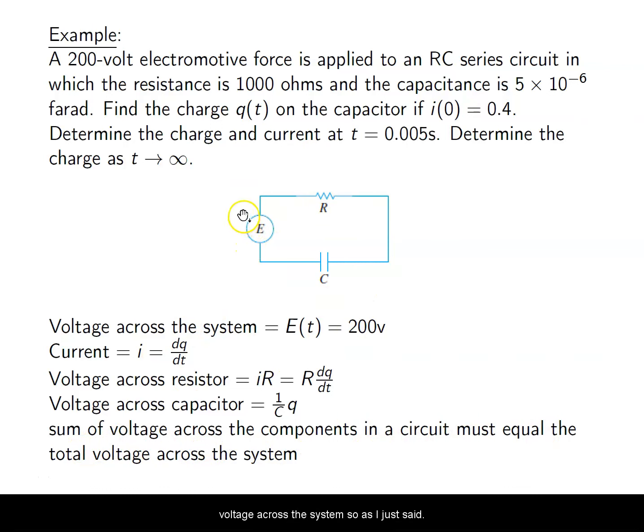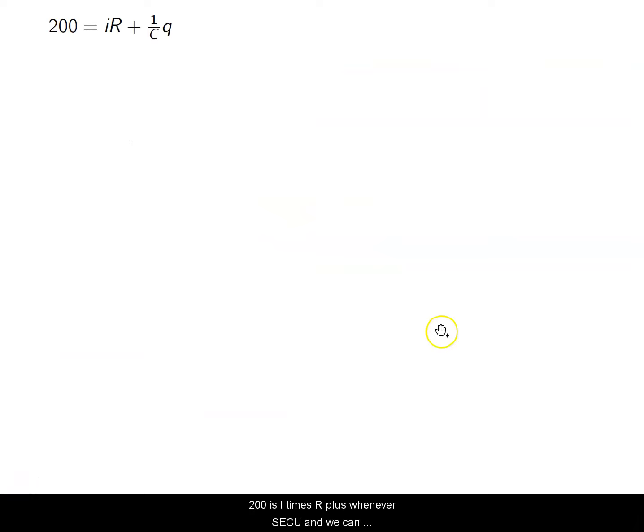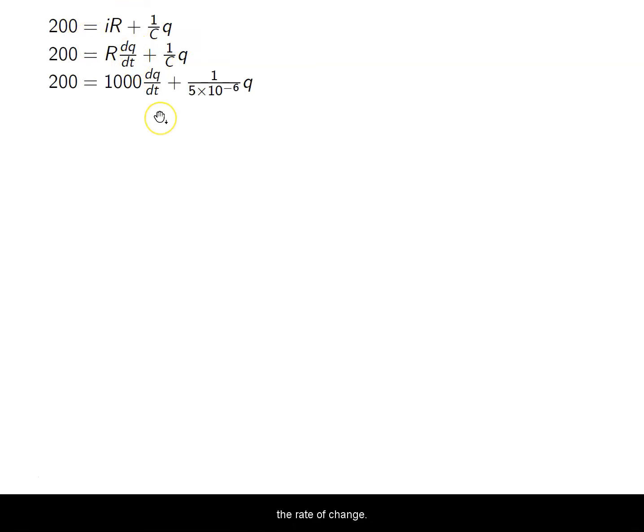So as I just said, this plus this has to equal 200. Okay, so 200 is I times R plus 1 over C times Q, and we can replace this in terms of all of Q, right? Now this is the DE that I have. If you notice, this was just an equation, but it was not a differential equation. So now I got a derivative in here. It has to do with the rate of change.